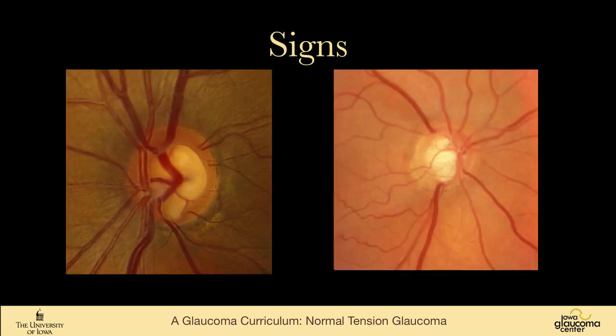Just a few more examples of notching. Some people will call this an acquired pit, which to me is not that helpful a term, but you can see this notch in the inferior rim here and also here. And actually, one can see a swath of nerve fiber layer that's missing here.